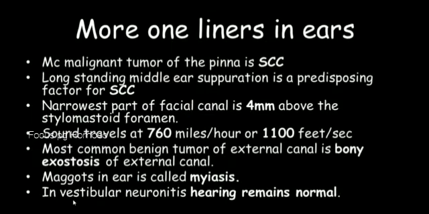So a few more one-liners for us. First, the most common malignant tumor of the pinna is squamous cell carcinoma. If there is long-standing middle layer separation, it may predispose to squamous cell carcinoma. The narrowest part of the facial canal is 4 mm above the stylomastoid foramen, and sound travels at 760 miles per hour or 1100 feet per second. We have already discussed the malignant tumor in the pinna, and here the most common benign tumor of the external canal is bony exostosis of the external canal.